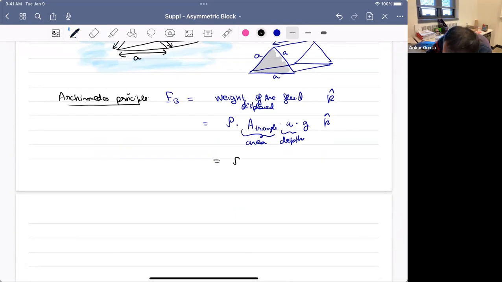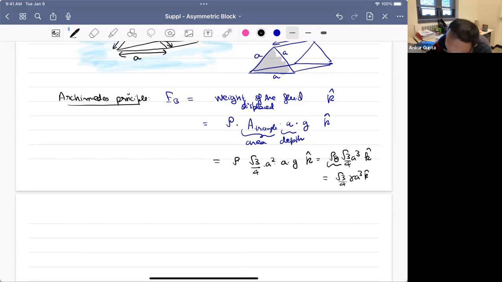What is that? Hopefully you can remember this. It's root 3 by 4 A squared times A times g k cap. Or you can say this is rho g root 3 by 4 A cubed k cap. Or you can simply say root 3 by 4 gamma A cubed, because rho g is gamma. So this is simply the Archimedes principle. You get this answer, and for most practical problems, this is sufficient for any homework problems or anything like that.